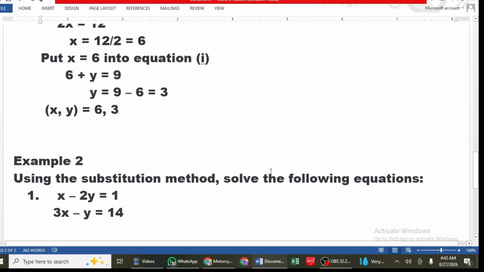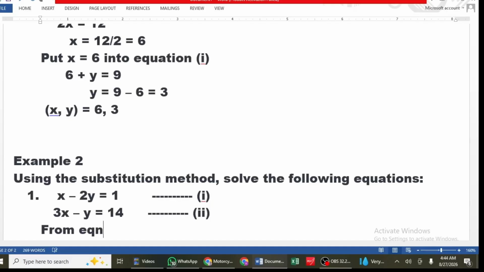Now let's call this one equation 1. Let's call the second one equation 2. And to use substitution method, you make one of the unknowns, one of the variables, or one of the letters the subject of the formula from equation 1.